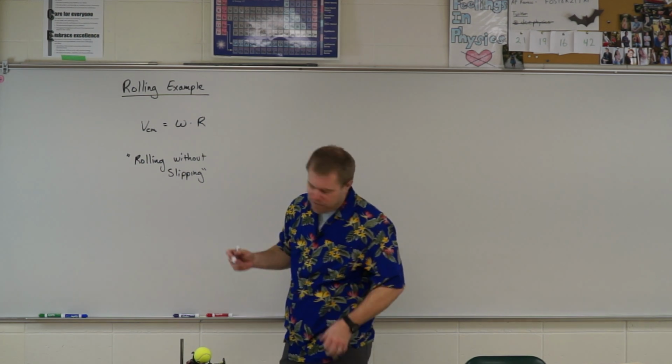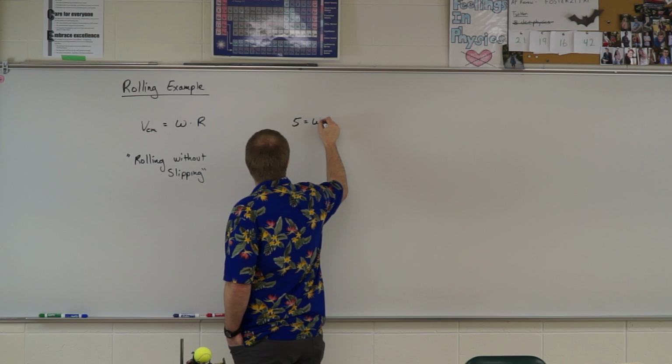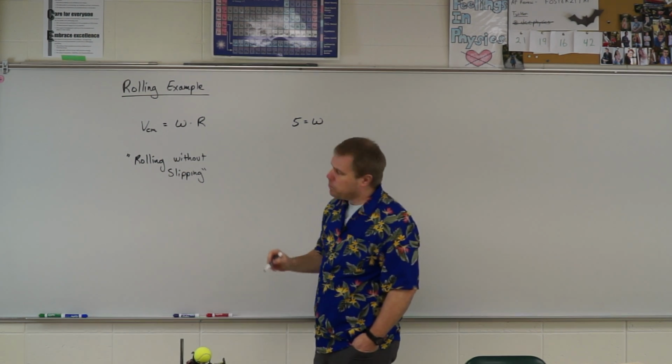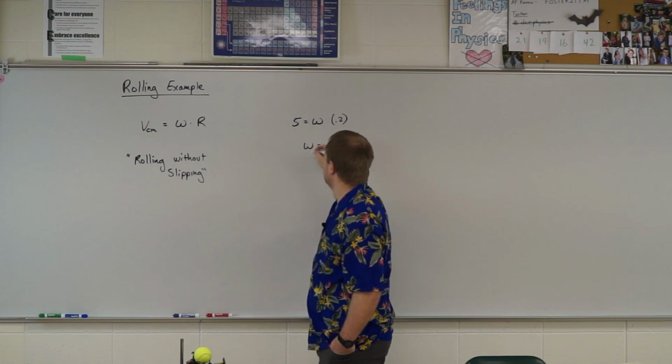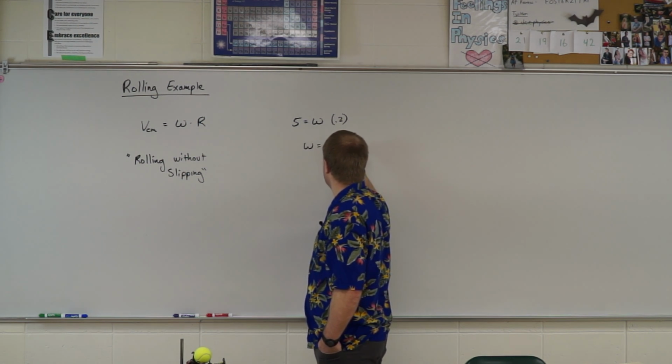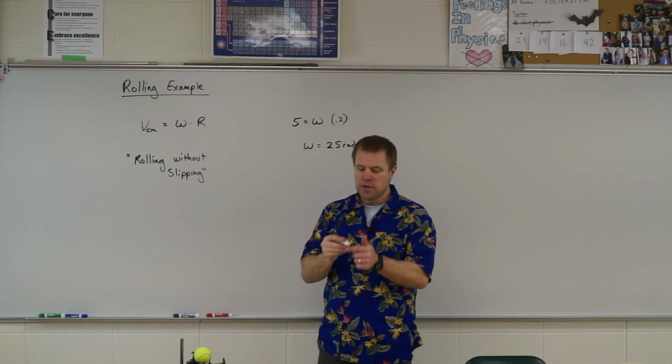So they said it was rolling at 5 meters per second. Omega times the radius. The diameter was 0.4, so the radius is 0.2. So go ahead and find omega. So divide the 5 by 0.2 and you get 25 radians per second for your omega.